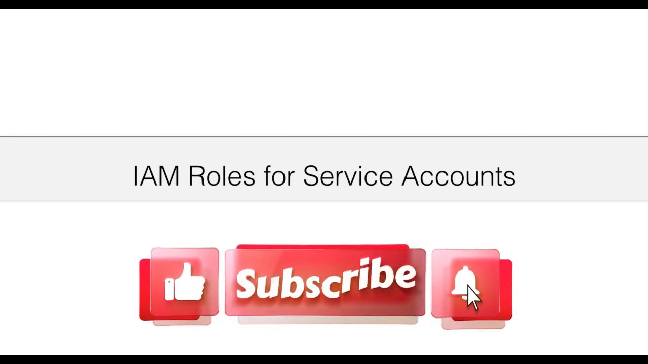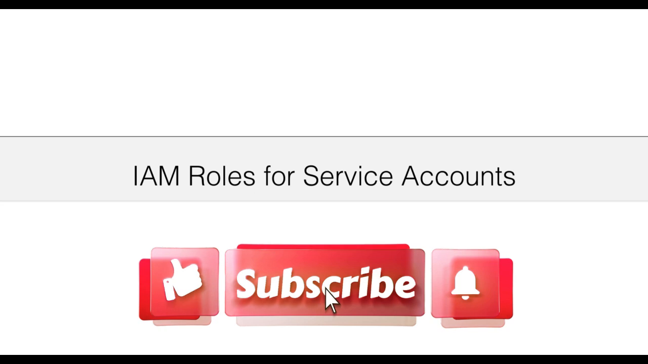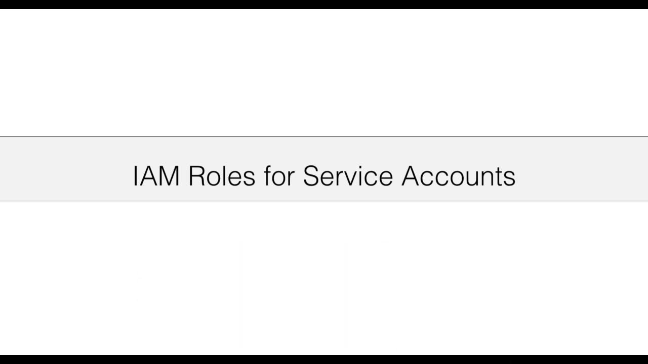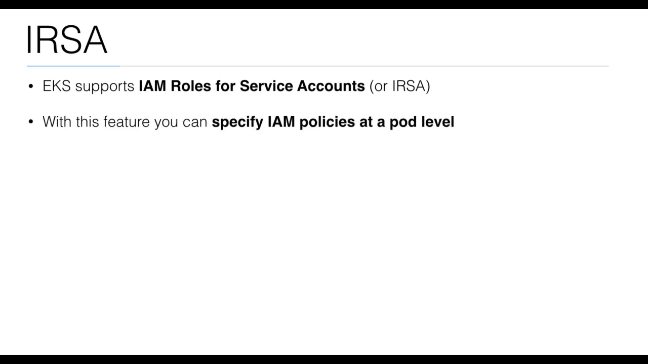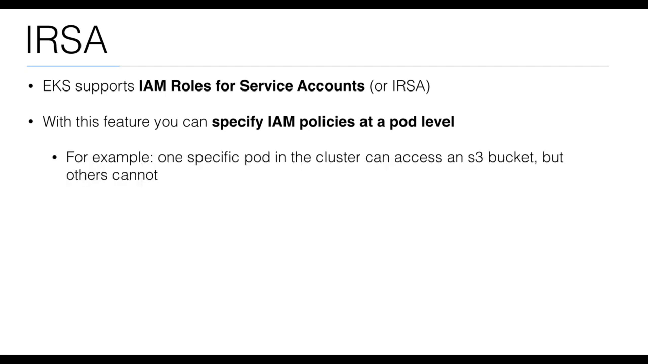In this lecture, I want to show you how to use IAM roles using service accounts on Kubernetes, which is a feature of EKS. EKS supports IAM roles for service accounts, or abbreviated IRSA. With this feature, you can specify IAM policies at a pod level. For example, one specific pod in the cluster can access an S3 bucket, but others cannot.